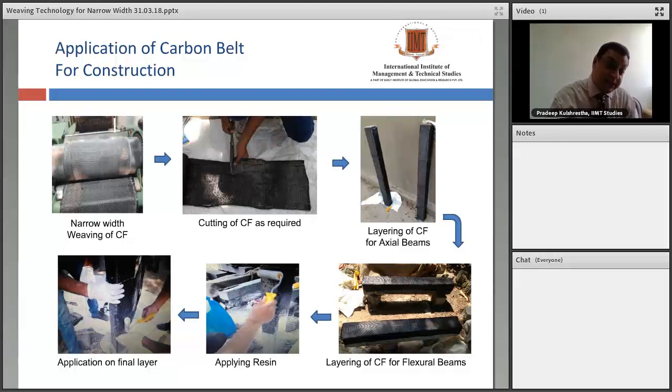Narrow weaving of carbon fiber, and cutting the carbon fiber as required. Then we put epoxy, and on the damaged pillar we put this carbon fabric, then we put this layering and keep it for drying, then use it for construction. So the life of the building increases by around 50 years, which has been proved very well at Nirma University, Ahmedabad.